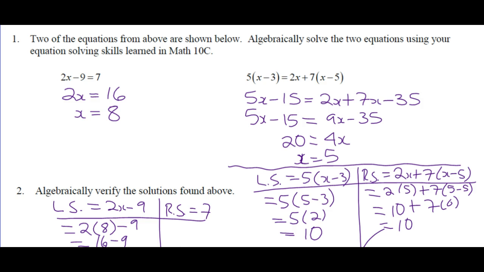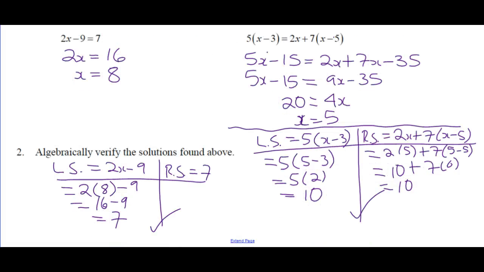2x minus 9 equals 7. We solve. And well, this one, expand the left side, expand the right side, solve, and then we checked, so we did a verification. This is called a two-sided, left side, right side verification. You work out the left side separately, the right side separately.